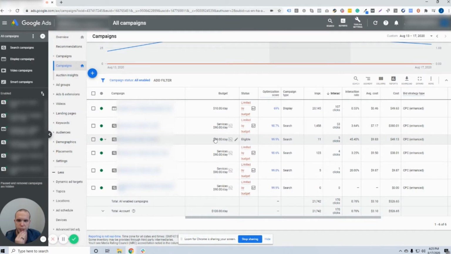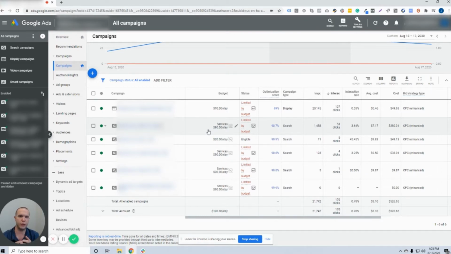Now, what shared budgets are, as you can see on the screen, is a budget very similar to how a campaign has a daily spend. You have multiple campaigns that are going off of one daily spend. So you have one pot of money, and then you have however many campaigns you want taking money out of that pot. And once the pot is empty, all of them shut off for that day.